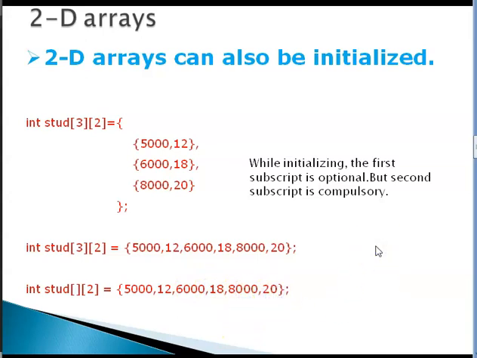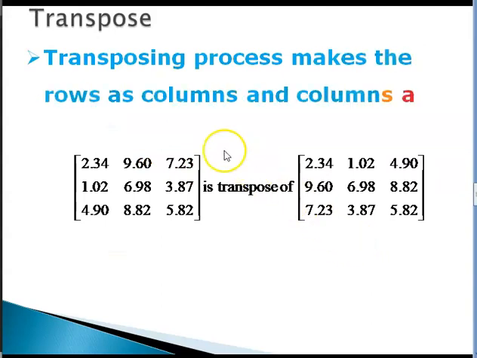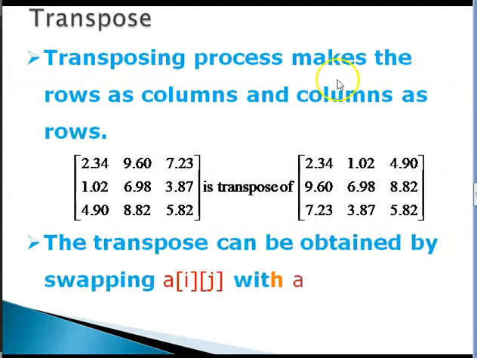Having known that, we will see that transposing means making the rows as columns and columns as rows. So this matrix is transpose of this or vice versa. You can see that this is the first row which became the first column. This is the second row became the second column. This is the third row became the third column. We can achieve this by exchanging Aij with Aji.